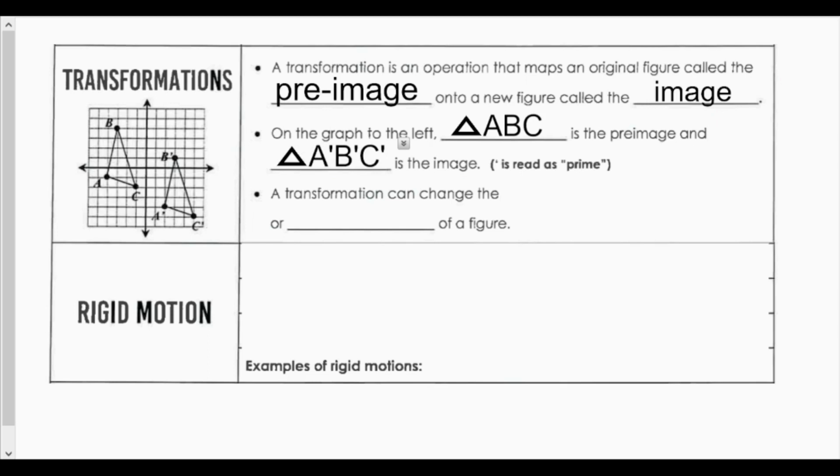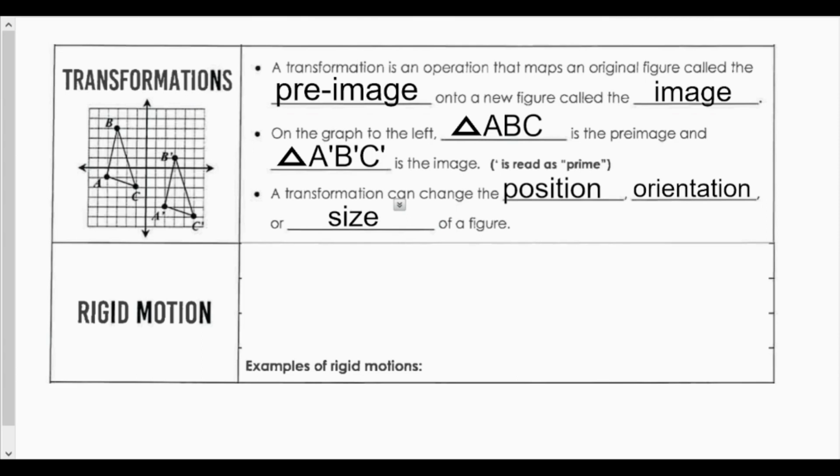Now a transformation can change the position, the orientation, or the size of a figure. The position would be where it's located, orientation would be the direction that it's facing, and the size would be how big it is or how small it is.